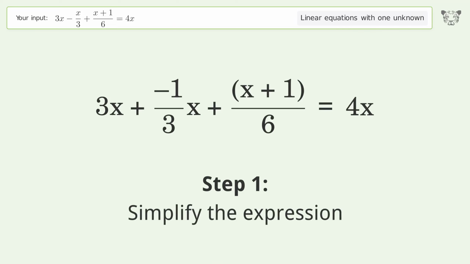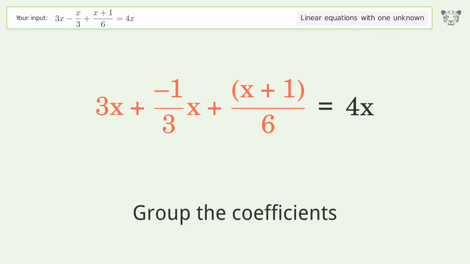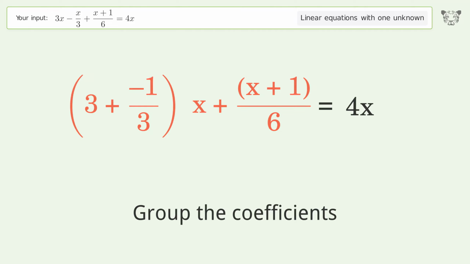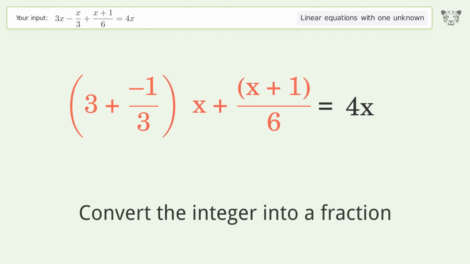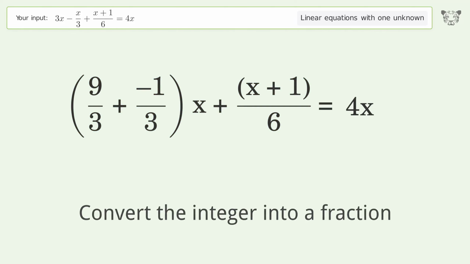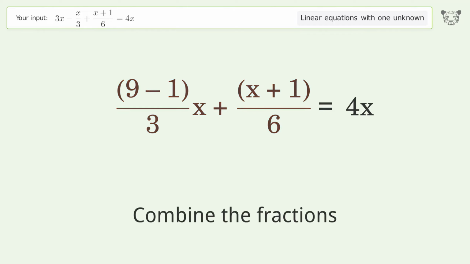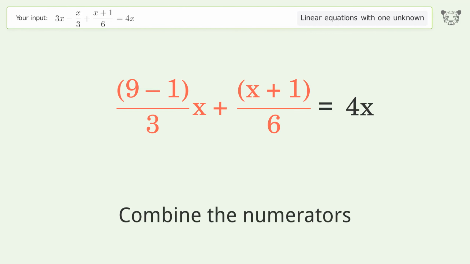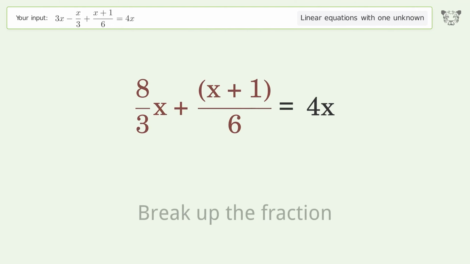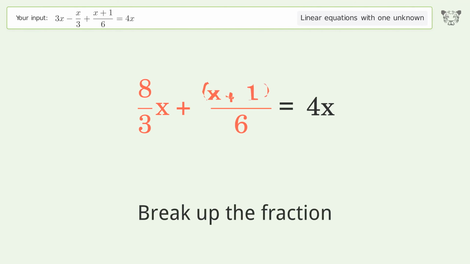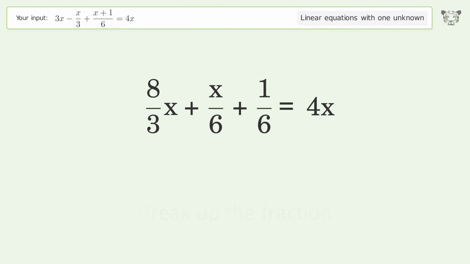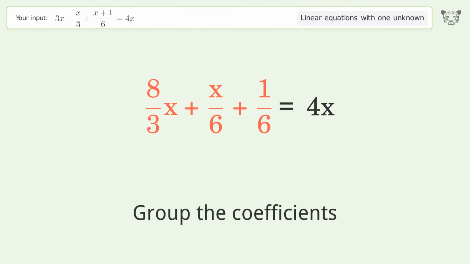Simplify the expression. Group the coefficients. Convert the integer into a fraction. Combine the fractions. Combine the numerators. Break up the fraction. Group the coefficients.